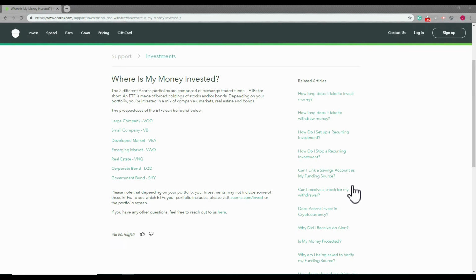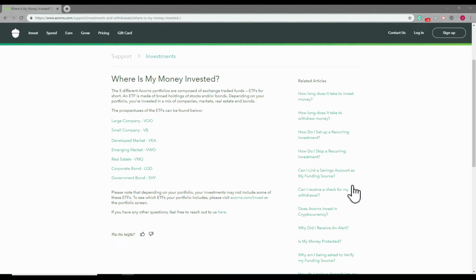So with Acorns, you can invest into 5 different portfolios, or ETFs, if you will. Those are your conservative, your moderately conservative, then your moderate, which is in the middle, then your moderately aggressive, and then your aggressive portfolio.